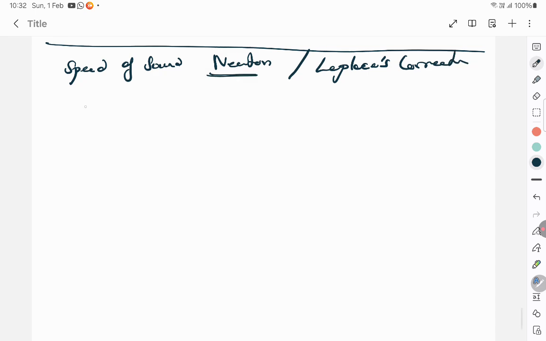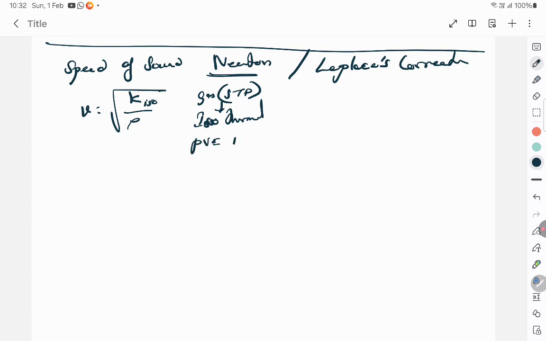What did Newton say? He said that velocity is equal to root of k by rho, where k is the bulk modulus in isothermal condition. He's taking gas at standard temperature and pressure, and he's taking it as isothermal. Isothermal in itself, from thermodynamics, you know that the temperature is constant. So you know that PV is equal to constant because nRT, n is number of moles, R is gas constant, T is also constant because it's isothermal.